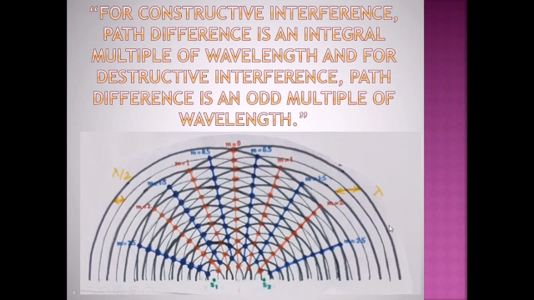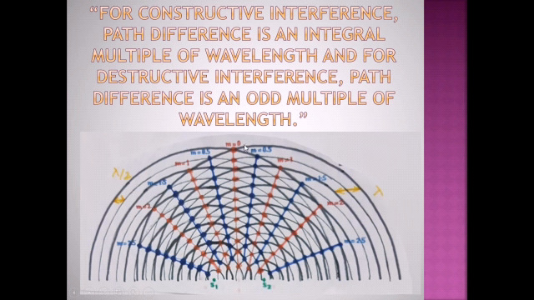Again, I have drawn this sketch for showing the constructive and destructive interference at different points of the waveforms from two coherent sources. For constructive interference, path difference is an integral multiple of wavelength, and for destructive interference, path difference is an odd multiple of lambda by 2. Now these dark lines show crests and lighter or thin lines show troughs.